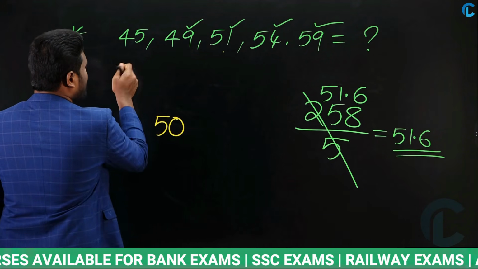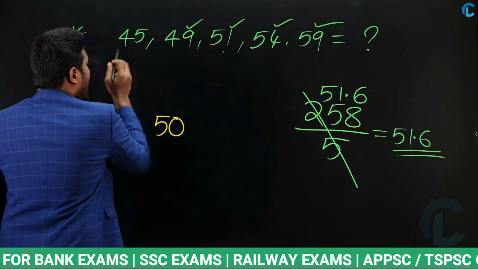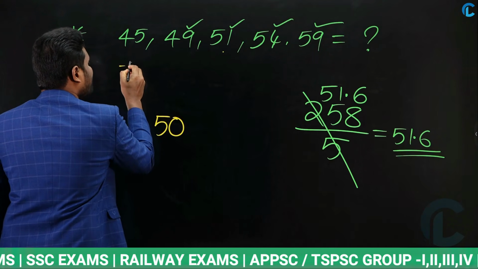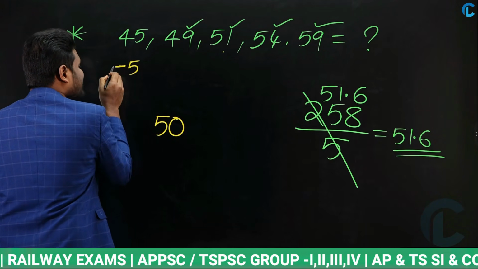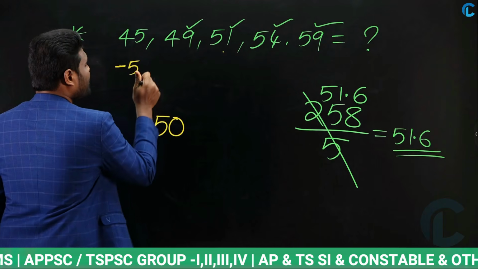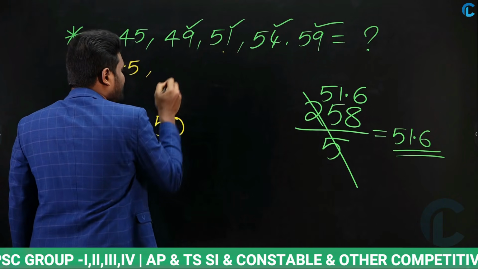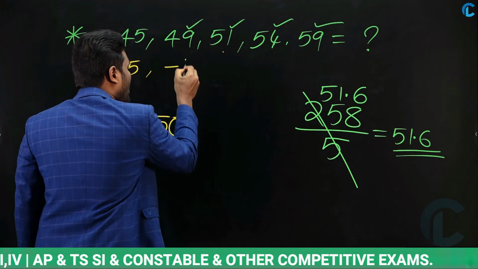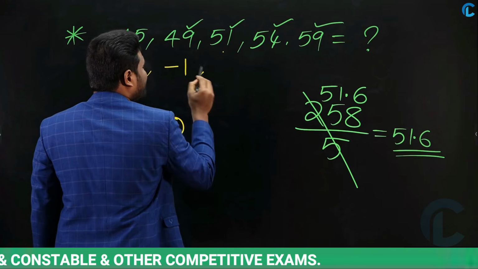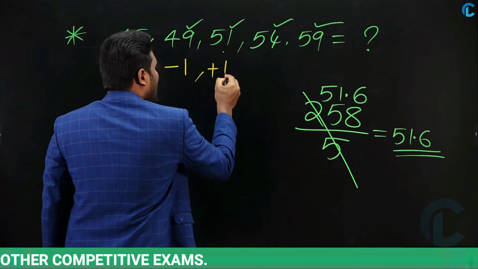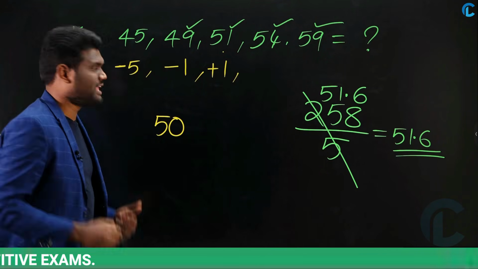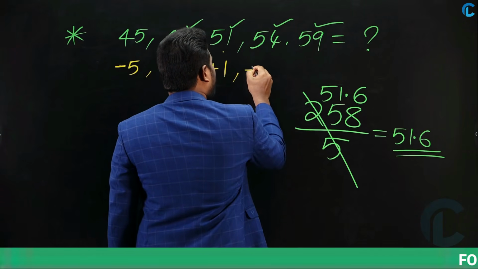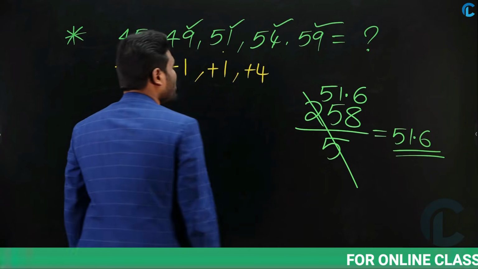If you look at 45, it's less than 50. How much less than 50? It's 5 less than 50. As it is less, take it as minus. If you look at 49, it is less than 50. How much less than 50? 1 less than 50. If you look at 51, it is more than 50. How much more than 50? 1 more than 50. If you look at 54, it is more than 50. How much more than 50?